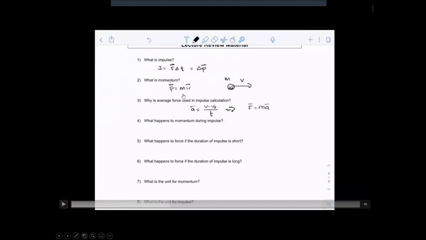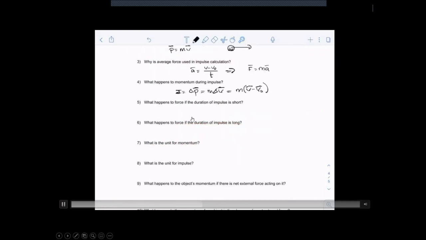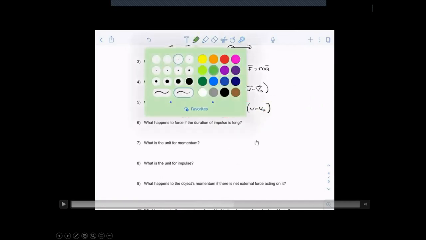So what happens to momentum during impulse? Obviously momentum changes, that's the meaning of impulse. So impulse means change of momentum, which means that the velocity is changing. So what happens to force if the duration of impulse is short? Impulse is a combination of force and its duration. So if you reduce the duration, it increases the force, right? So they're inversely related. The impact time goes down, the impact force goes up. It's the same as impact time goes down, the acceleration goes up. All right, it's exactly the same thing.